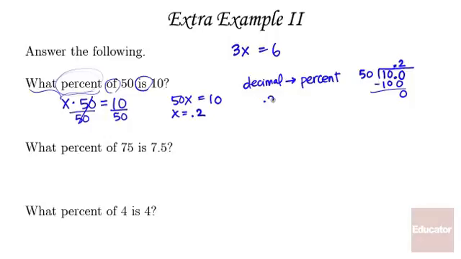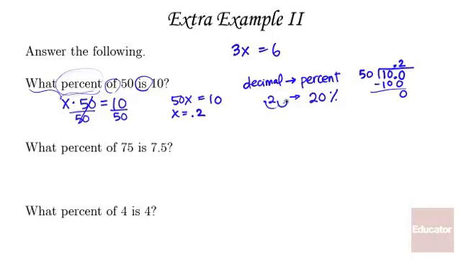So 0.2, to make it into a percent, I need to make it bigger, so I need to go to the right. 1, 2. I have to fill this space with something. So 0.2 as a percent will be 2, 0, and then percent.